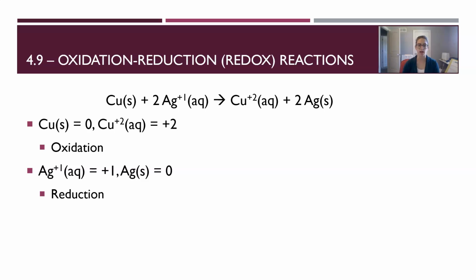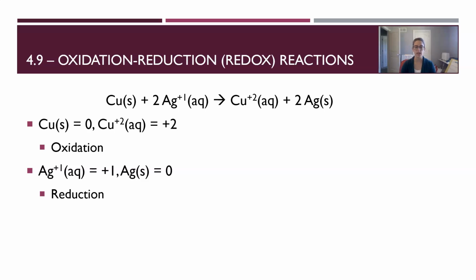So if we look at our example of solid copper with silver ion, forming copper plus 2 ion and solid silver, anything that's in its solid elemental form has an oxidation number of 0. So our copper is starting at 0 and it's ending as a plus 2 charge. So it has the oxidation number of whatever the ion charge is. So going from 0 to plus 2 means that it's losing electrons, because remember, electrons have a negative charge. So if you get more positive, you're losing electrons. Anything that loses electrons is oxidized.